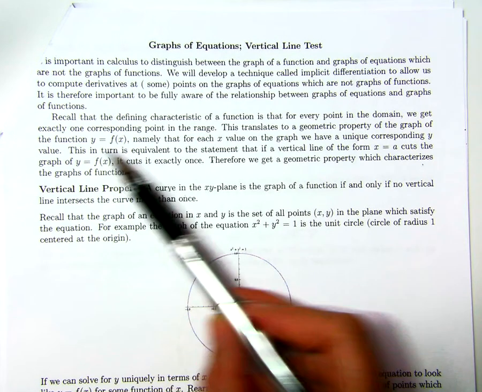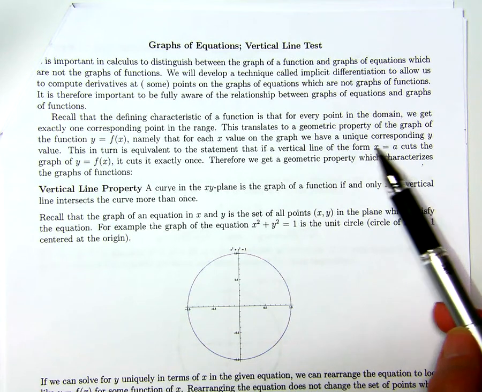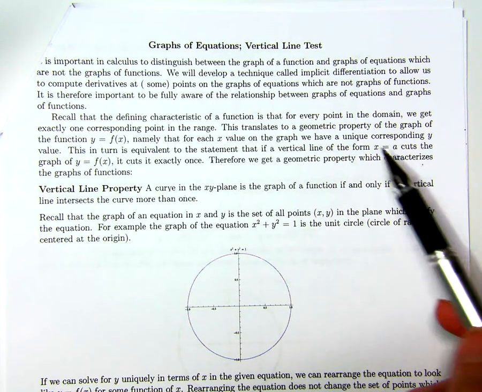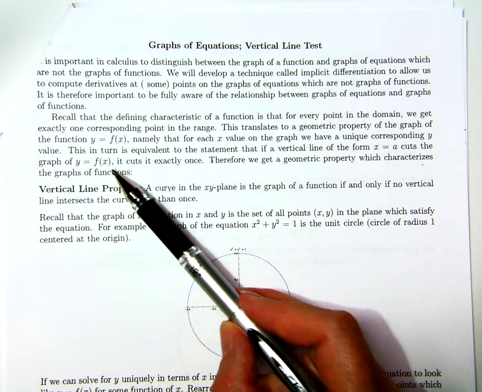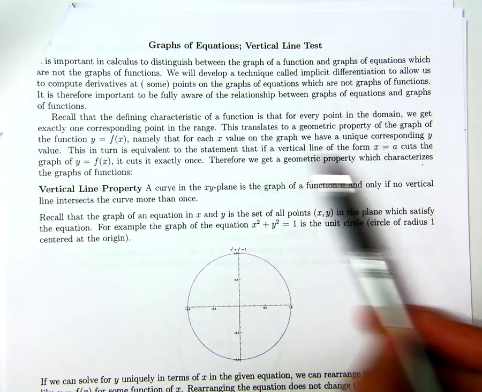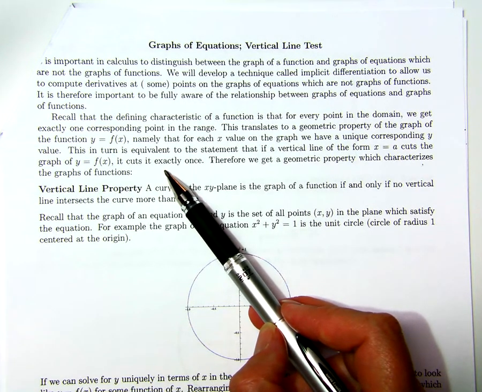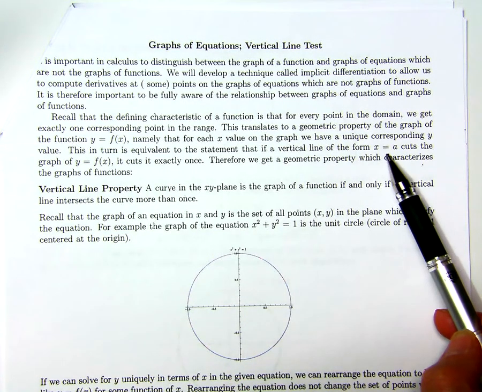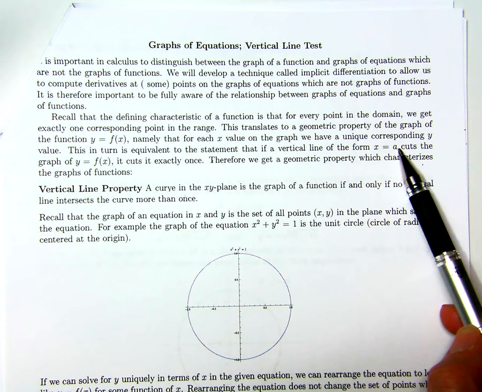And that's equivalent to saying that a vertical line of the form x equals a cuts the graph of y equals f of x exactly once if a is in the domain. And of course, the line x equals a, where a is not in the domain, doesn't cut the graph at all, because there will be no point with x equals a on the graph.